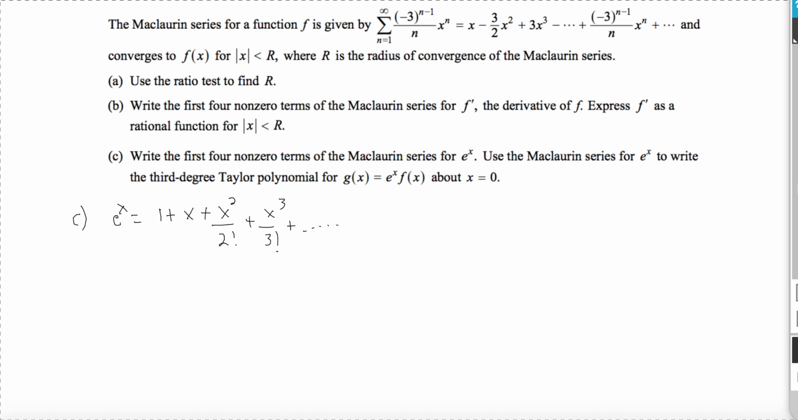I guess the better, more accurate math thing to say would be that e to the x is going to be approximately these things, because they just want the first 4 terms there. Okay, e to the x is approximately that. Here's the first 4 non-zero terms of the Maclaurin series for e to the x.